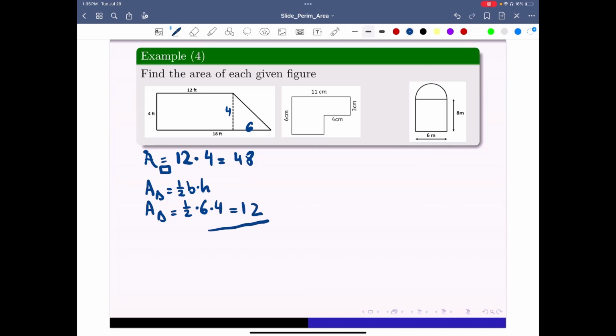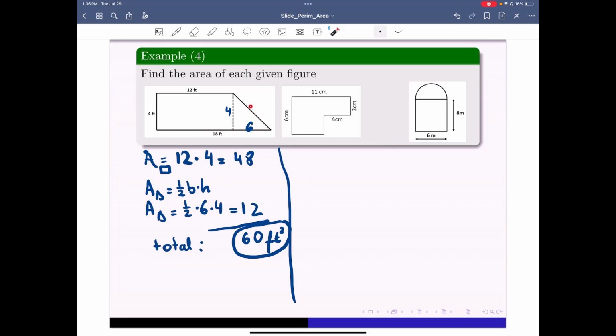Then we can add the total area. So we would have 48 plus 12. So the total area is exactly 60, and we have feet squared. So the area of the whole shape is 60 feet squared.